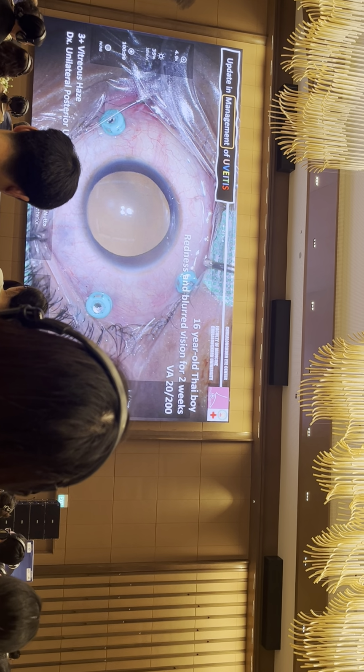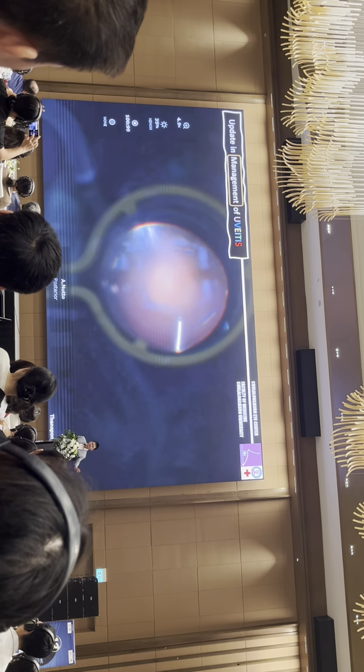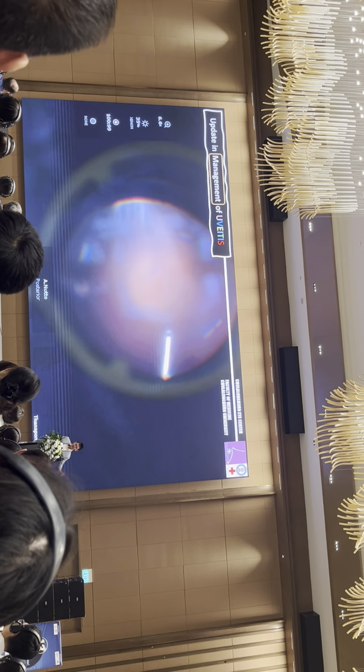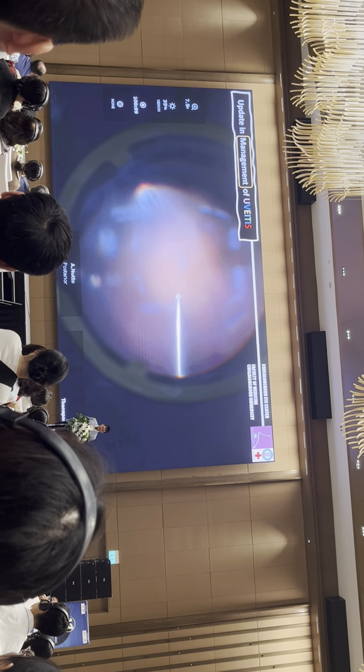And you see the lens is here. Can you guess which one it is? What is the cause? You see some white lesion there. I don't know what it is. When we cut, you're going to see the edge of the vitreous.